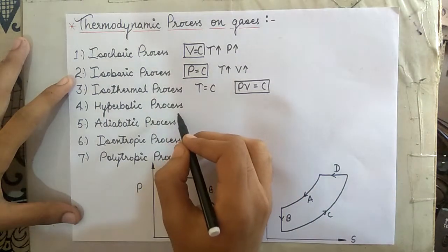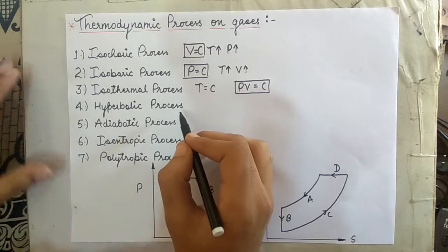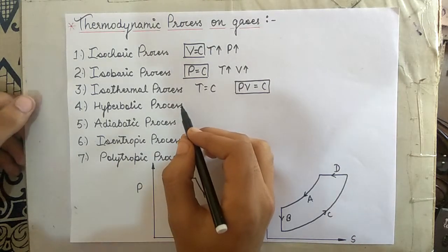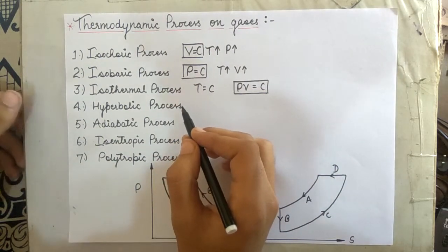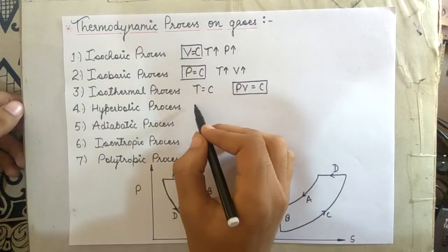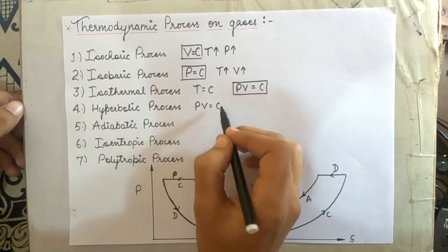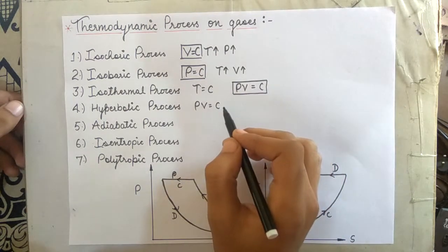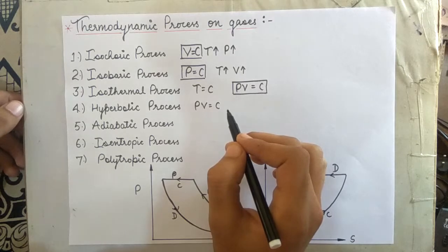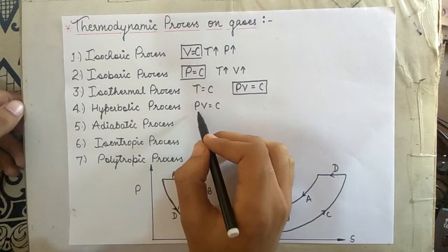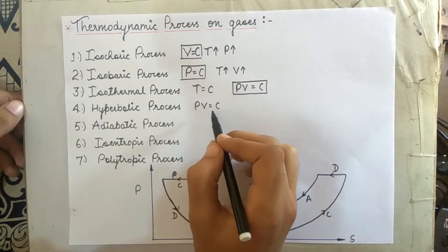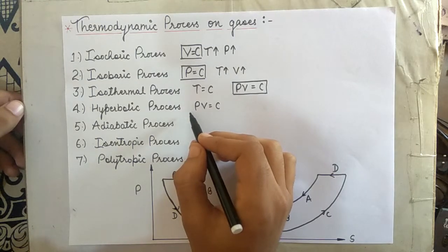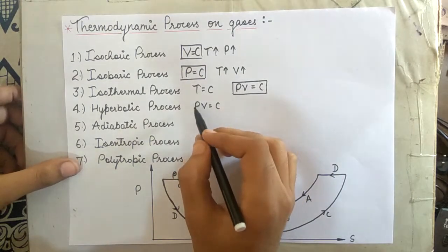Now, what is hyperbolic process? Hyperbolic process is the form of isothermal process. It is the mathematical form of hyperbolic process. According to hyperbolic process, if temperature remains constant of a substance, then the product of pressure and volume will always be constant. So this is hyperbolic process. As I said, this is a form of isothermal process.